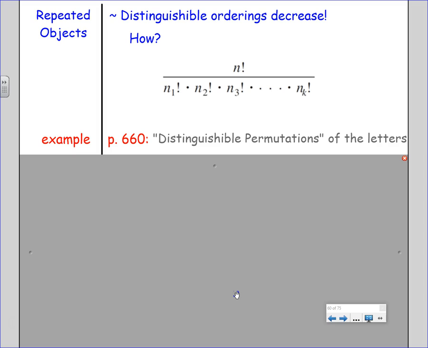Repeated objects. Here's a dilemma. What if I was to ask you about arrangements of the letters? How many different 3-letter words could I make with AAA? 1. If you're playing Scrabble and you have AAA, how many different ways are you really going to be shuffling them, trying to figure out what the different options are?